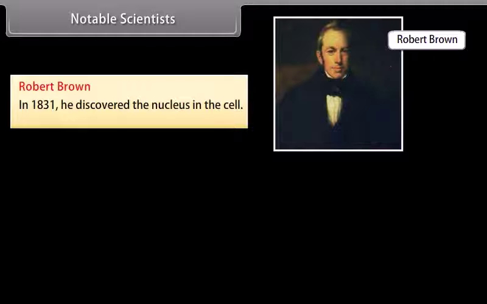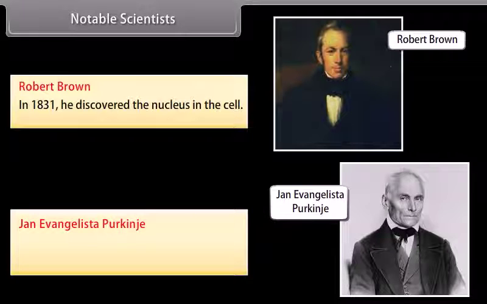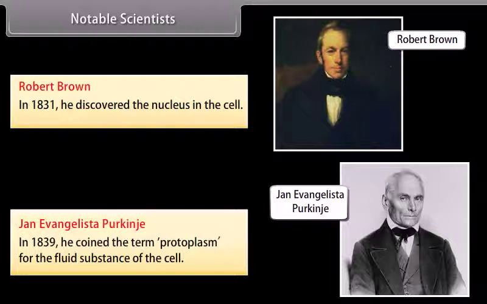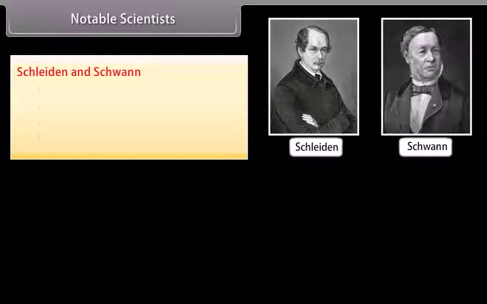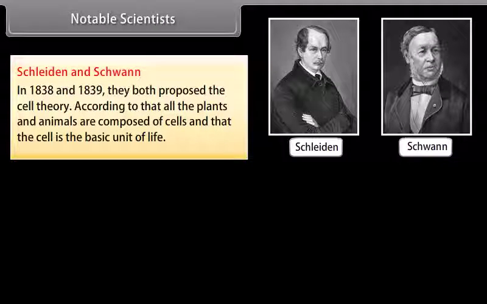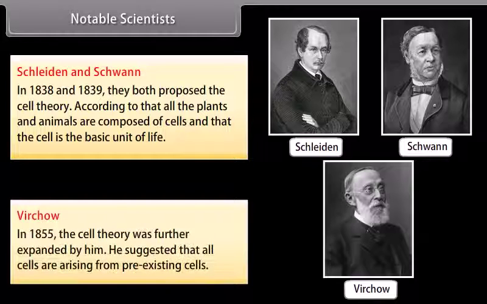Notable scientists. Robert Brown. In 1831, he discovered the nucleus in the cell. Jan Evangelista Purkinje. In 1839, he coined the term protoplasm for the fluid substance of the cell. Schleiden and Schwann. In 1838 and 1839, they both proposed the cell theory. According to that, all the plants and animals are composed of cells and that the cell is the basic unit of life. Virchow. In 1855, the cell theory was further expanded by him. He suggested that all cells are arising from pre-existing cells.